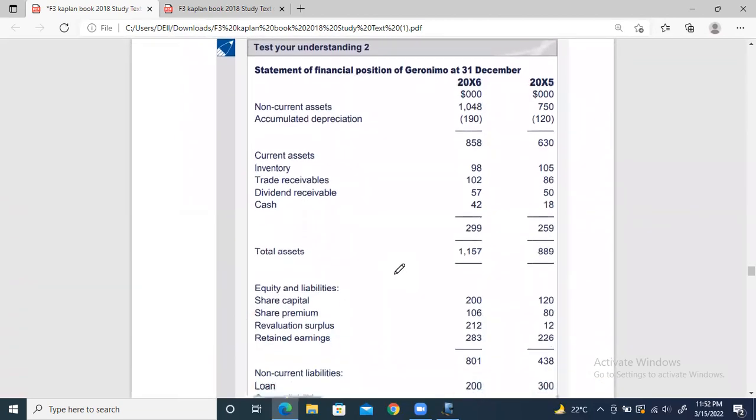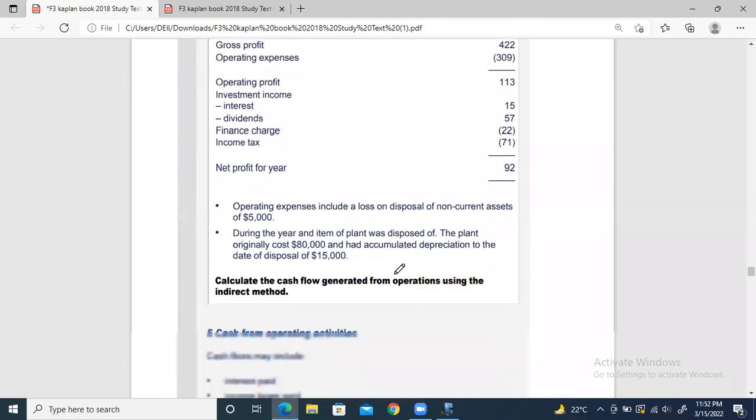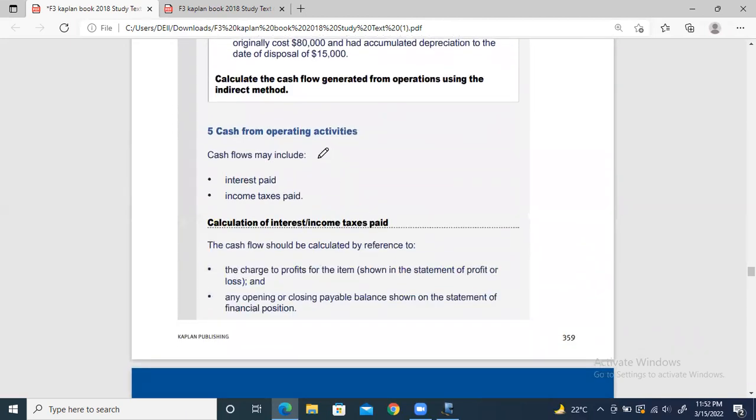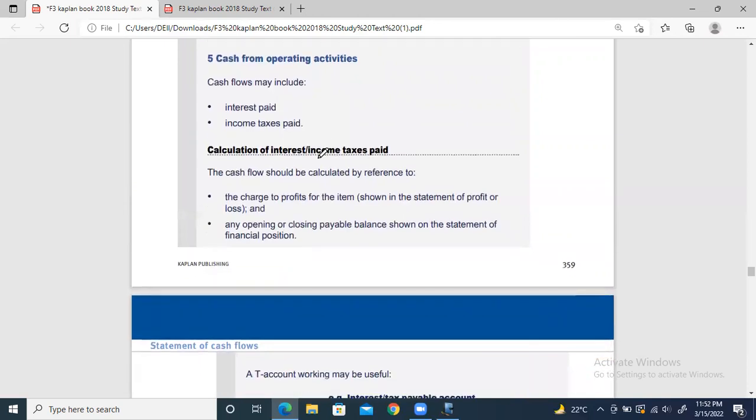Okay, again, there is a long question. No need to do this because it's just for understanding purpose. Let's do this one. Cash from operating activities. This was the first head, right? And after that, we will be looking at the further things.